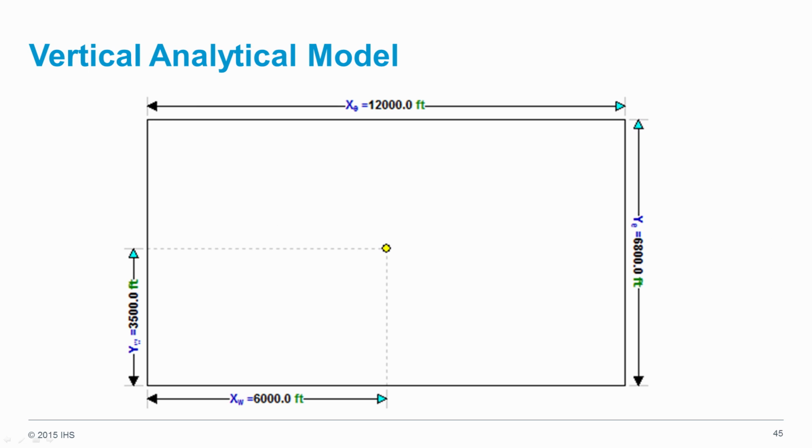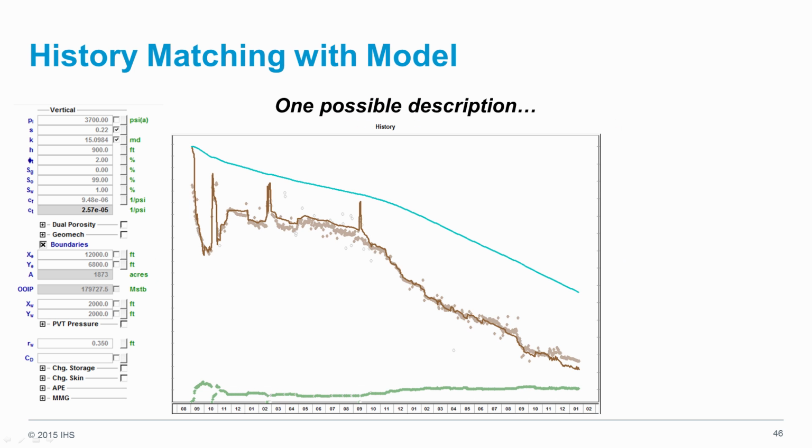Here's a look at the vertical analytical model, a lot simpler than our multi-fractured model. We just have a vertical well in a rectangular reservoir. So I went ahead and history matched this well, and as you can see here, we have a pretty good history match. But once again, this is only one possible description.